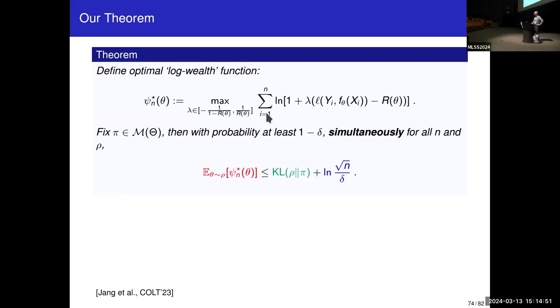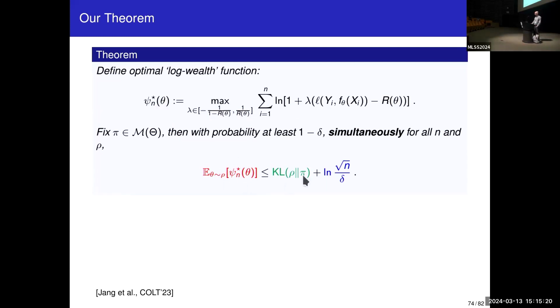This is the optimal wealth of a betting algorithm. However, there is a difference here. Now, this thing depends on theta, because the losses, your predictor, will depend on theta, and the optimal risk will depend on theta. And so you have this thing for each possible theta. So now you don't have a single betting algorithm. You have an infinite number of betting algorithms, each one parameterized by theta.